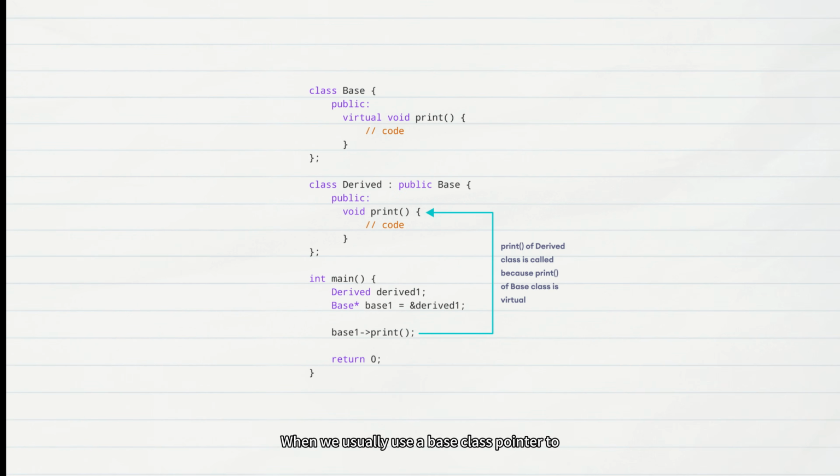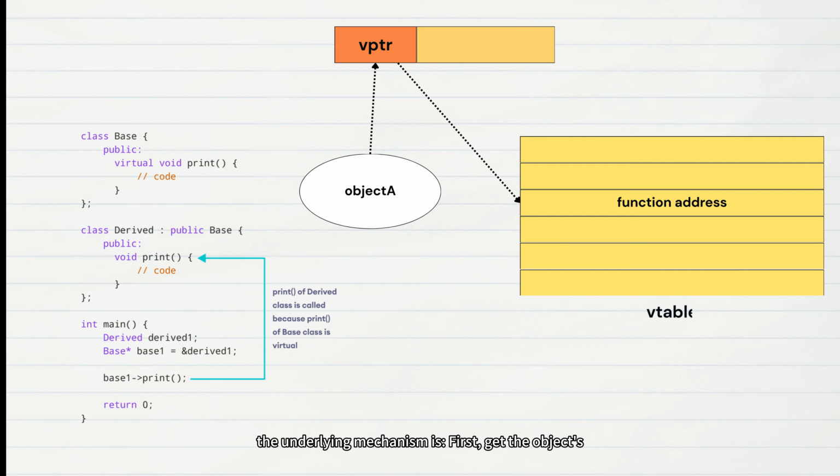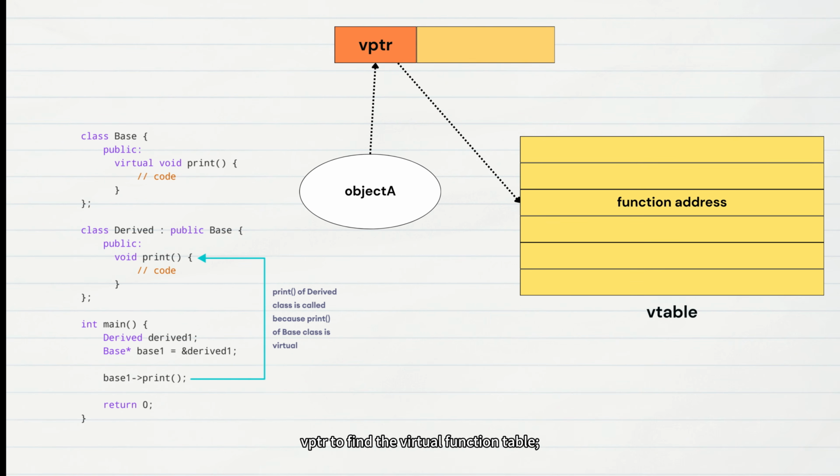When we usually use a base class pointer to point to a derived class object and call a virtual function to achieve polymorphism, the underlying mechanism is, first, get the object's vptr to find the virtual function table, then find the corresponding function address in the table and call it. This involves one extra pointer indirection.